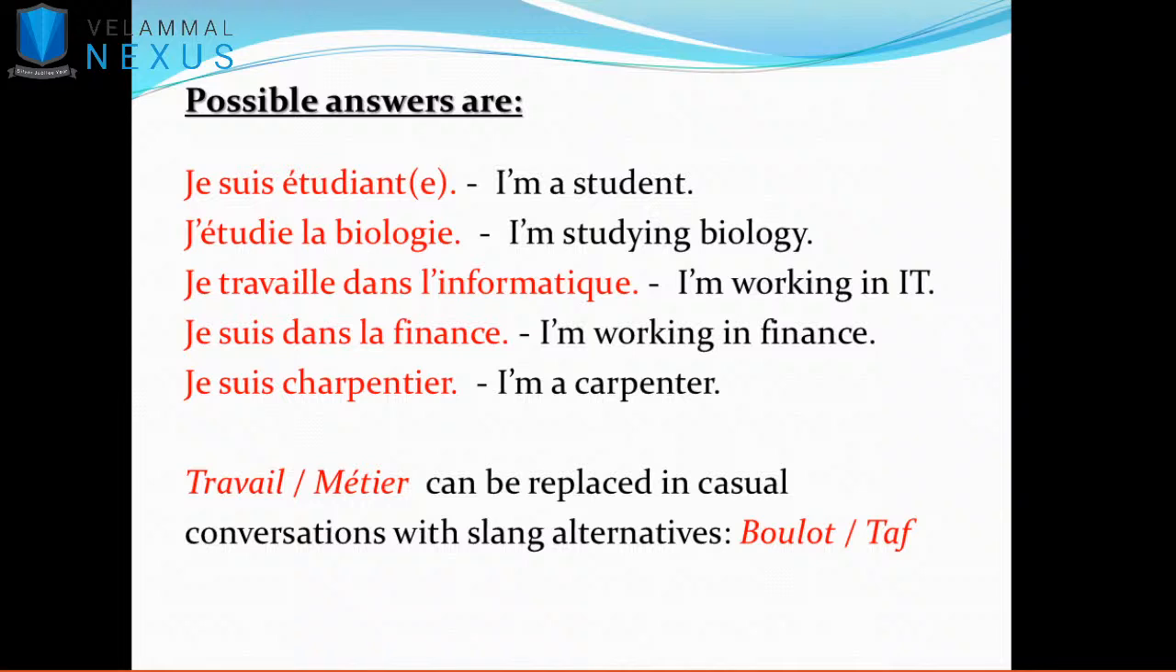Now your answers. If you're a student, you can say, je suis étudiant, if it's a male person saying that. If it's a girl, she says, je suis étudiante. The E is added up. That's why they're putting it in the bracket. It depends on the gender of who's saying that. Je suis étudiant.